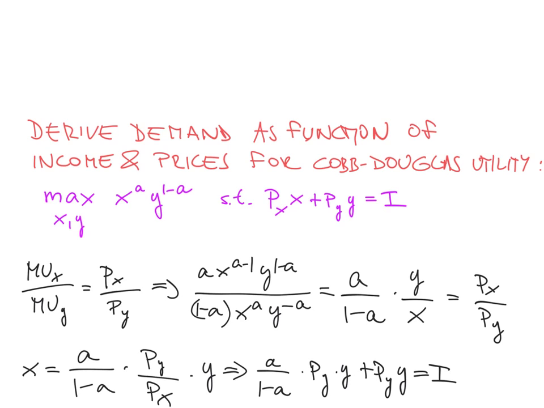Essentially, as I said, we are doing exactly what we did before. So we start with the ratio of marginal utilities equals the ratio of prices. Okay, so the only thing that's different here is the math gets more messy. It's not more difficult, it's just more messy.